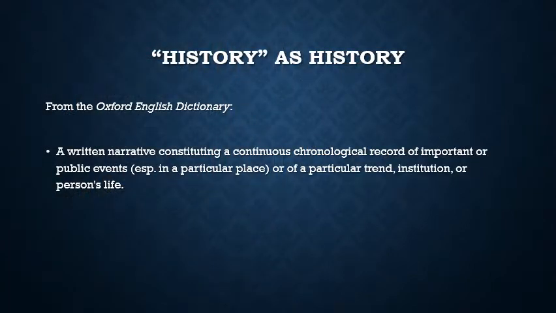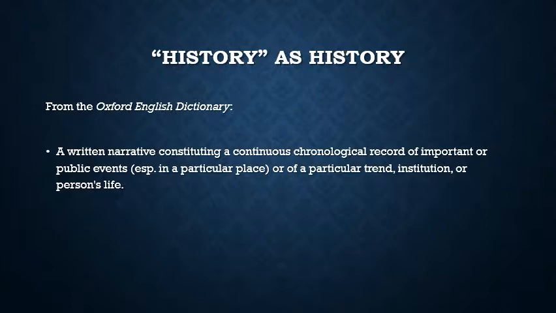So let's start with what the word history means to us as a modern audience. When we say the word history, there's a few different things that we can mean, but they're all very closely related. And I've taken some excerpts from the Oxford English Dictionary to give us a formal definition of what history means to the modern ear when we hear that word. It can mean specifically a written narrative constituting a continuous chronological record of important or public events in a particular place, particular trend, institution, or person's life.